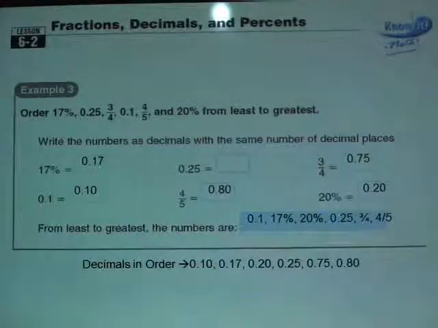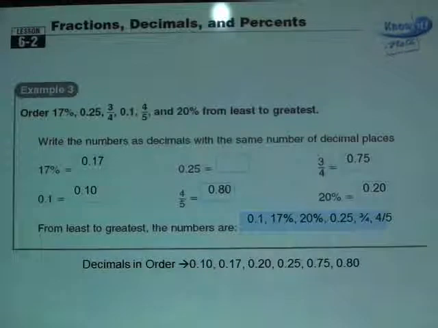Here's number 3. In number 3, they're asking me to order 17%, 0.25, 3/4, 0.1, 4/5, and 20% from least to greatest. Now you're going to have questions like this in the homework tonight, although there's not going to be quite as many elements to it, but still the exact same thing. They're going to give you some things and ask you to put them in order from least to greatest.